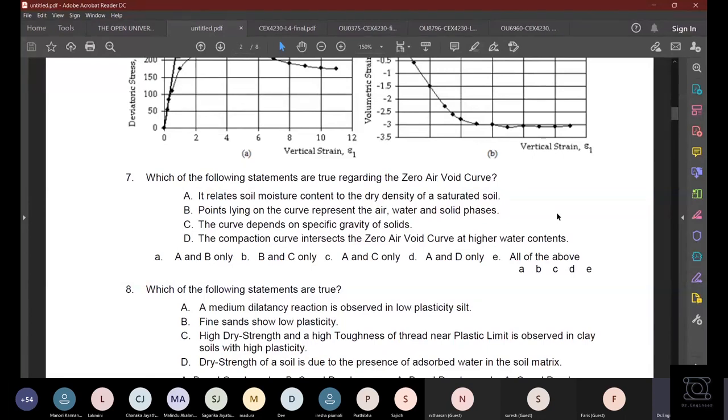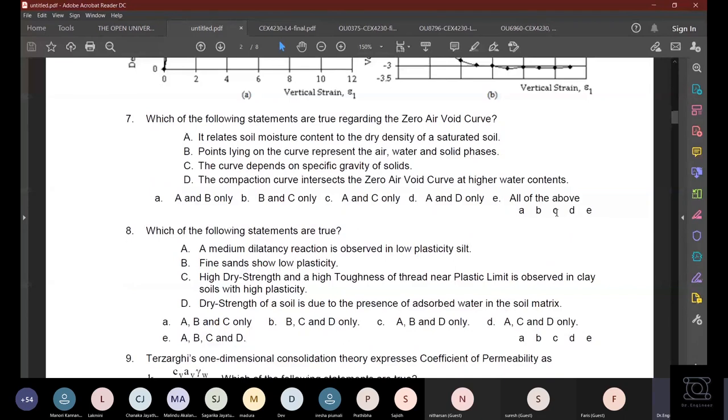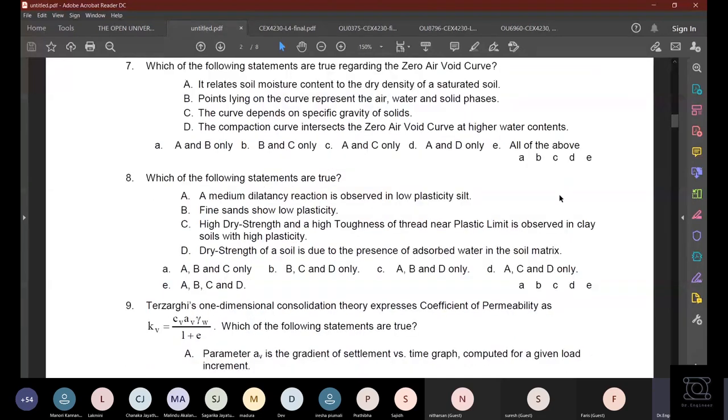Question number 8 is based on your visual soil classification practical. It states that a medium dilatancy reaction is observed in a low plasticity silt. In a silt with very low plasticity, obviously there would be a rapid reaction, not a medium dilatancy reaction. So statement A is wrong.